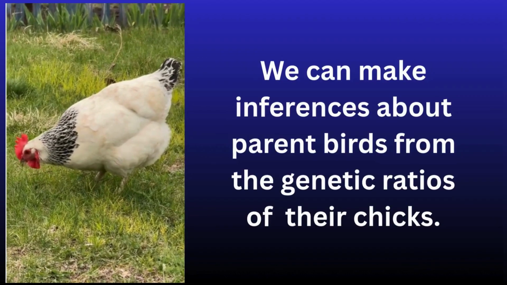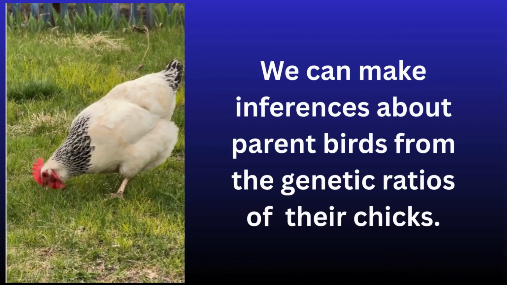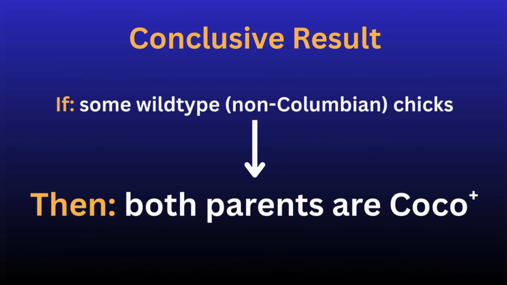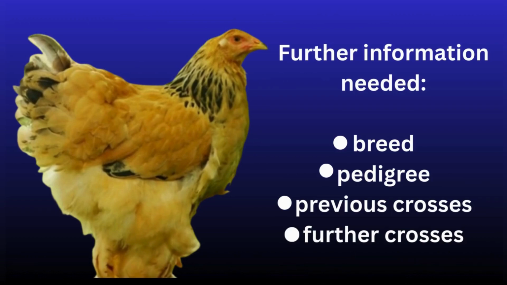We can also use genetic ratios the other way around to make inferences about parent birds from their chicks. If, on crossing two Columbian birds, some of the chicks are wild-type without Columbian patterning, then we know both parents are heterozygous for Columbian. On the other hand, if we only get Columbian pattern chicks, then we can assume that either at least one parent is homozygous or that we have too small a sample size to be certain either way. In this case, we would either need further information about the parents or we'd need to make further crosses to decide on the parental genotypes.